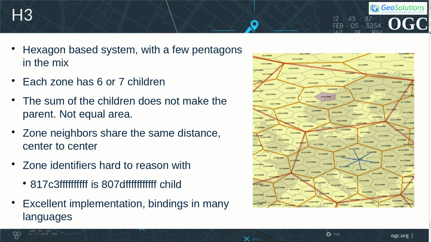H3 by Uber is based mostly on hexagons, each one having 7 children. Occasionally, a pentagon is found too, which has 6 children. The system is designed for efficient navigation, with each cell having 6 neighbors at the same distance. However, zones are not exactly equal in area. Zone identifiers are hexadecimal representations of a 64-bit number and are hard to reason with. H3 has a range of library implementations covering a rich set of languages including C, JavaScript, Java, Python, and more.